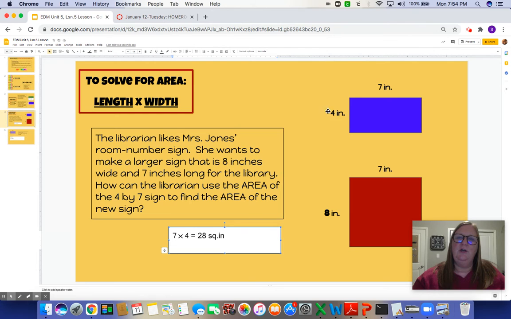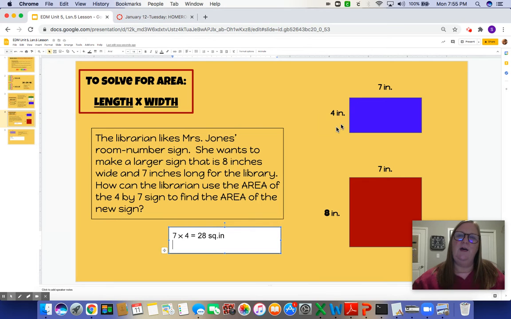Now, if you look, the only thing that has changed is the width has doubled. The length in both of these has stayed 7. They're both 7 inches long. The width of the top one was 4. The librarian wants to double it and wants her sign to be 8 inches wide instead of 4. And we know that 4 plus 4 is 8. We also know that we said we could double something by multiplying it by 2. So 4 times 2 is also 8.